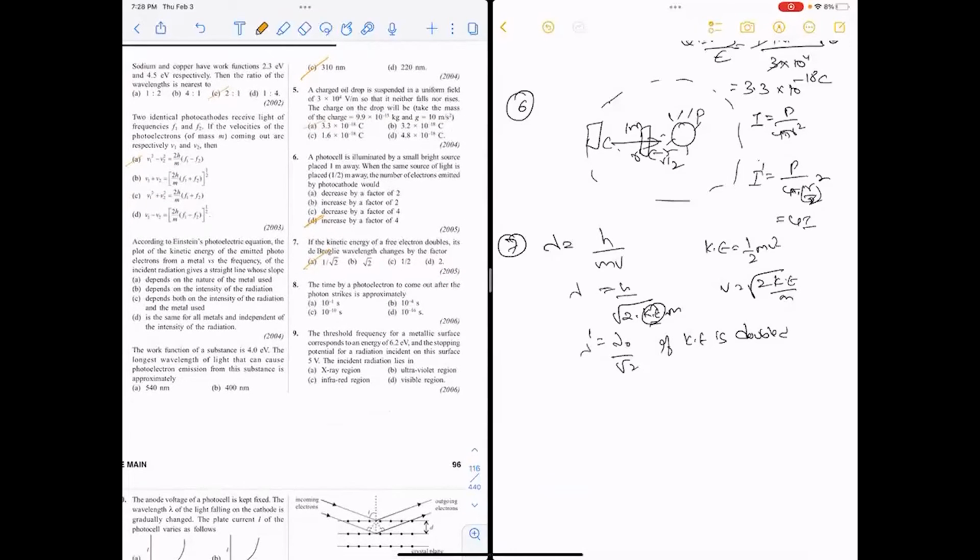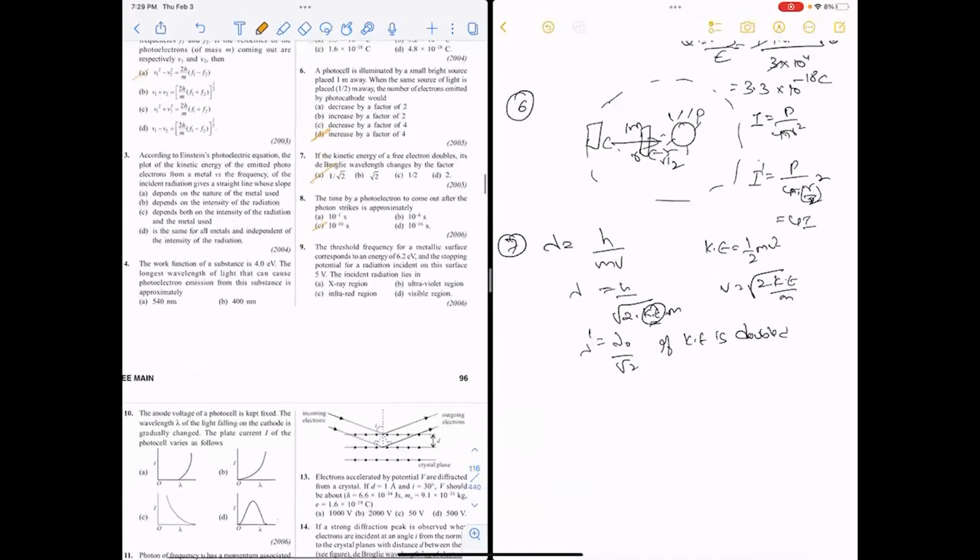It is 1 by root 2 m a. So multiply by 1 by root 2. Next one. The time taken by a photoelectron to come out after the photon strikes is, this is like a conceptual value. It is there in the textbook, very small, 10 power minus 10 seconds.